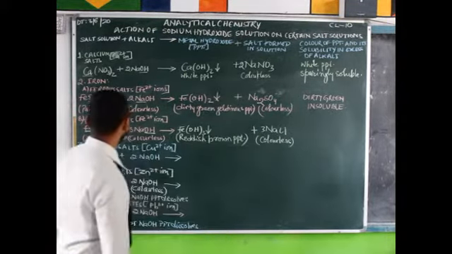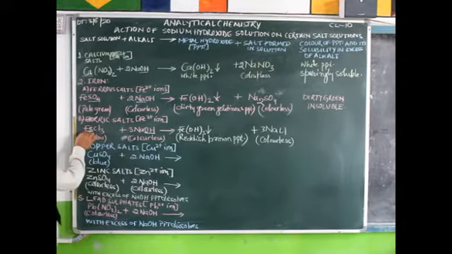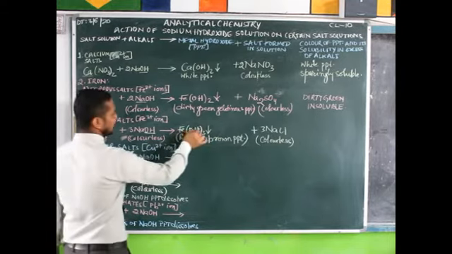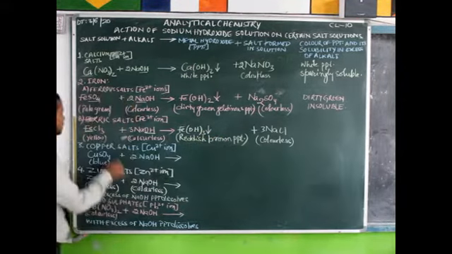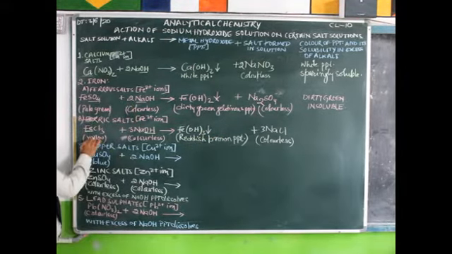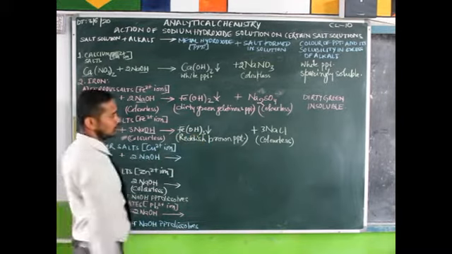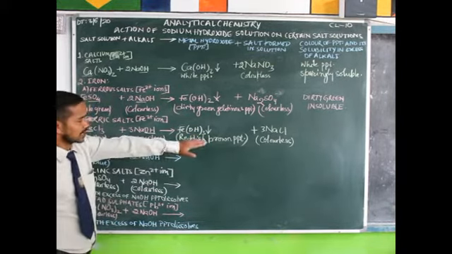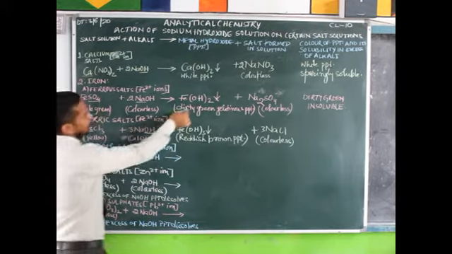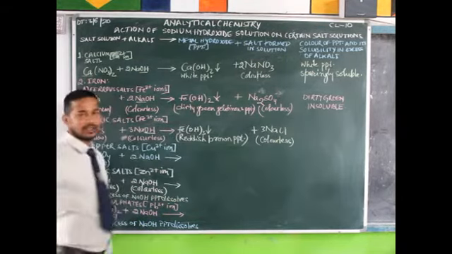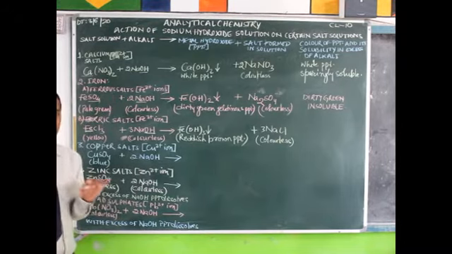Colorless. Okay, here ferric chloride color is yellow, and ferric hydroxide color is reddish brown precipitate. But here it is soluble, and here it is insoluble. Ferrous sulfate is pale green, but ferrous hydroxide is dirty green. So you need to know about the colors.